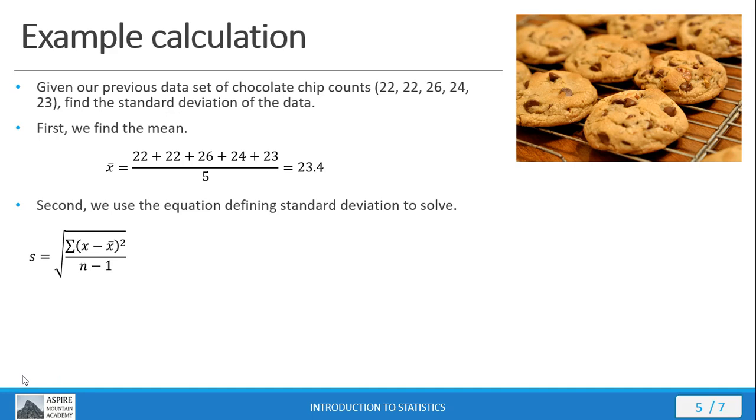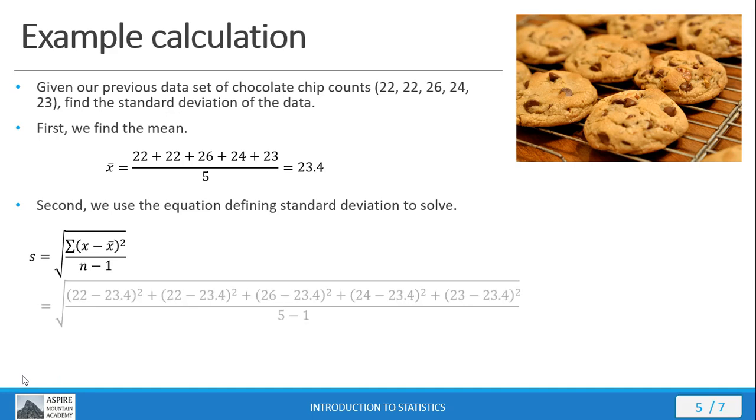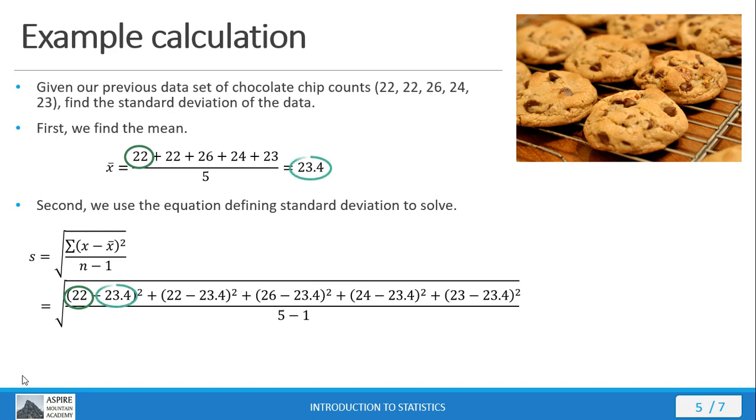Now, when we substitute values into the equation, here's what we get. Notice where all these numbers are coming from. We have 22 that comes up first. It's also the first value that we use to calculate our mean. We're going to subtract the mean value from that first individual data value, and then we're going to square the difference to get the first value that we add together.